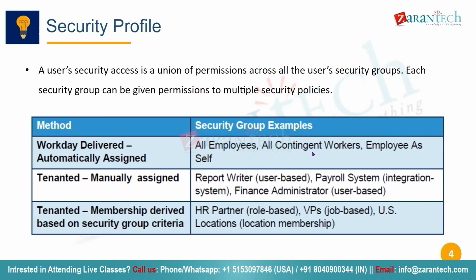Okay. And let's say for the contingent worker, again, based on the contingent worker type. For contingent worker and for employee, the employee type is the key factor, which defines whether it is an employee or a contingent worker. So again, based on the employee type, these are the security groups which will be automatically assigned, and ideally these automatically assigned security groups are the Workday delivered security groups. Okay.